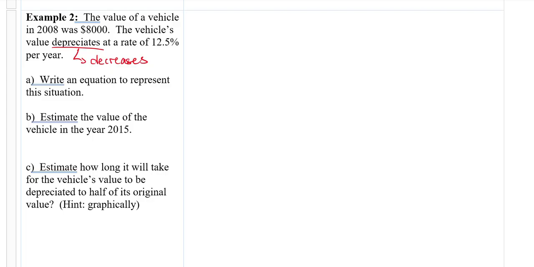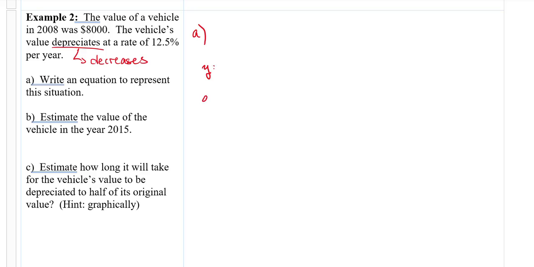This is very true. When you buy a car, as soon as you drive that car off a dealership lot, it is going to decrease in value. And with each passing year, the car is going to decrease in value. So when you go and try to sell your car in a couple of years, when you want to buy a new one, that car is not going to be worth near the amount that you bought it for. Cars are a depreciating asset. So again, we need to write an equation to represent this situation. So that's what we're going to do first.